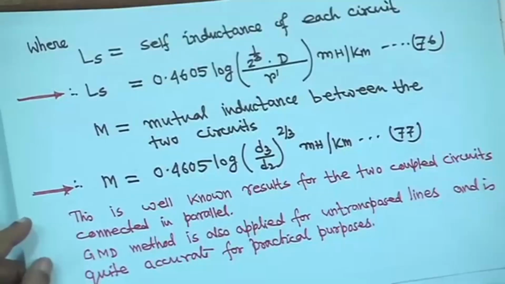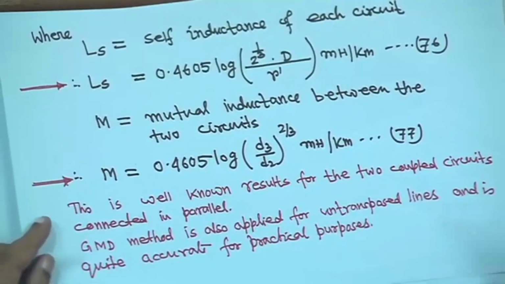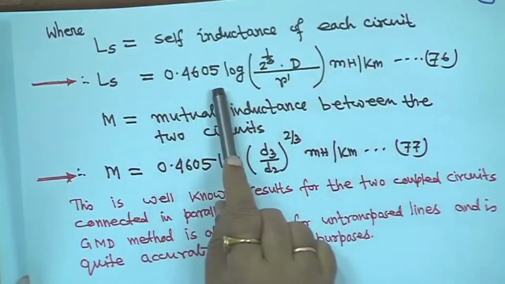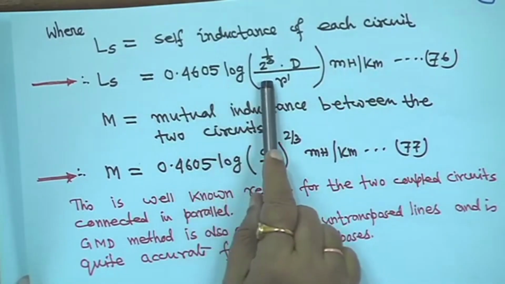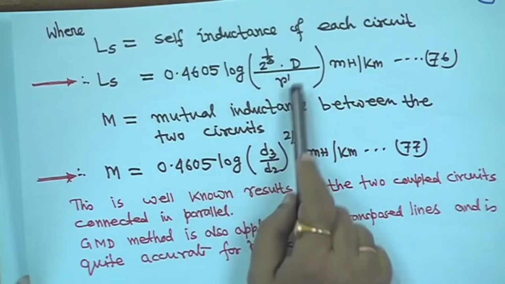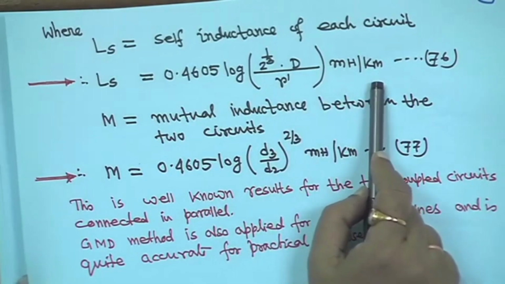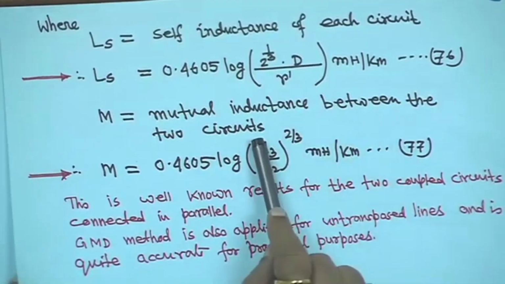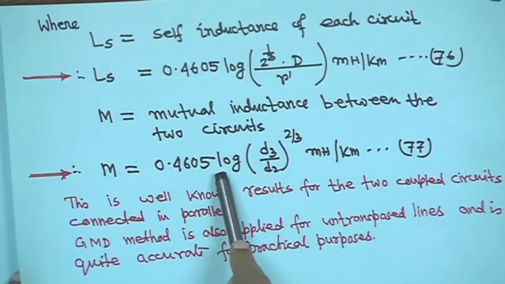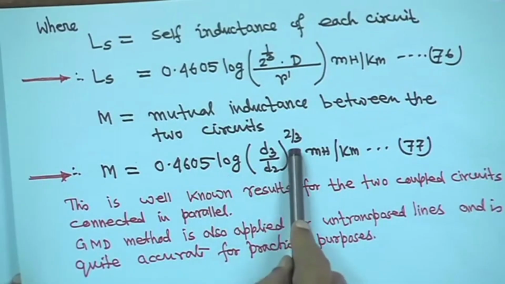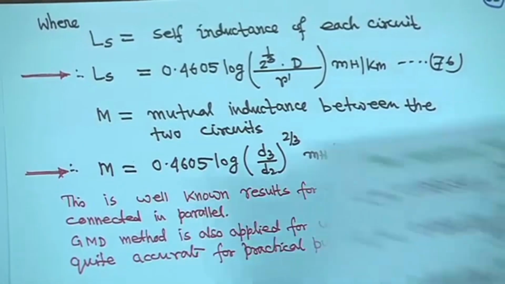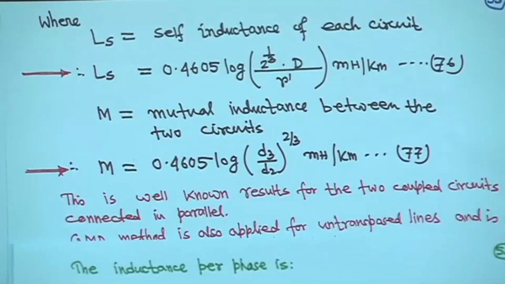So, Ls is equal to the self inductance of each circuit. Therefore, Ls is equal to 0.4605 log to the power 1/3 into d upon r dash millihenry per kilometer. This is equation 76. And M is the mutual inductance between the two circuits, that is M is equal to 0.4605 log d3 upon d2 to the power 2/3 millihenry per kilometer. Now, this one we call self, and this is the mutual inductance between the two circuits.